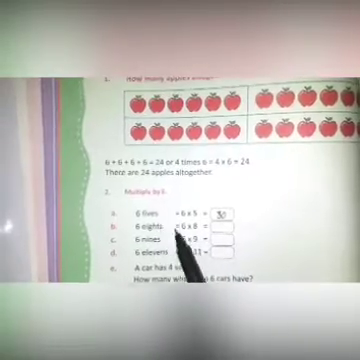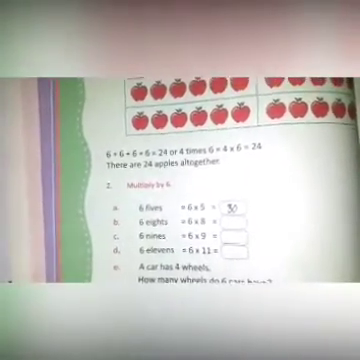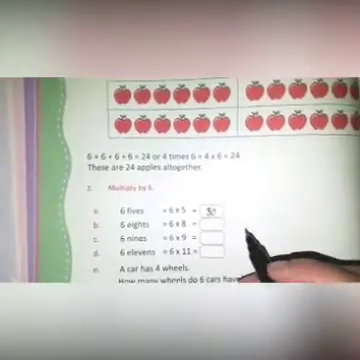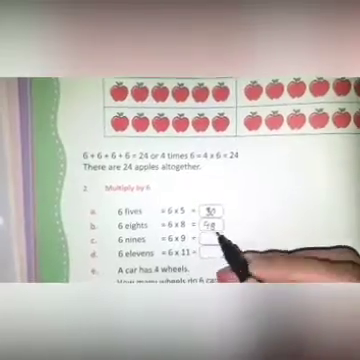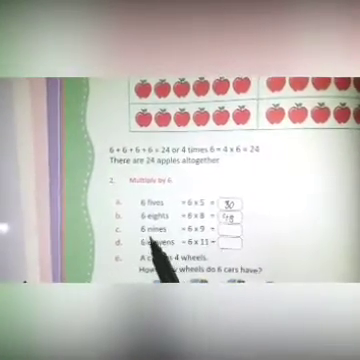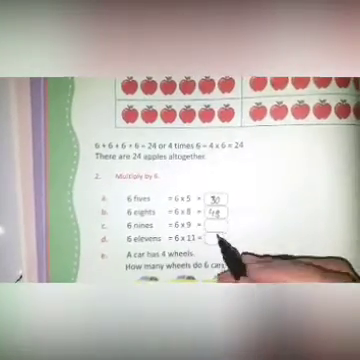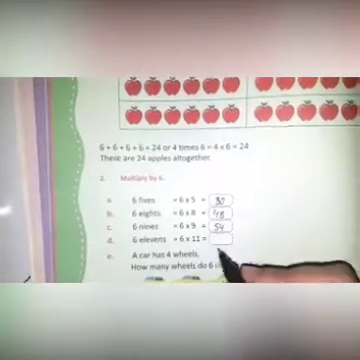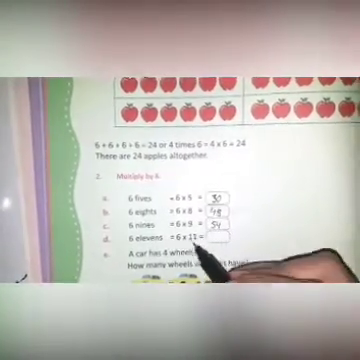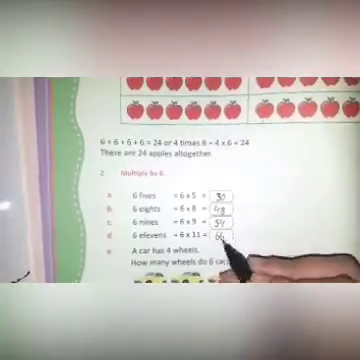Okay, the next one, 6 eighths. It means 6 multiplied by 8. Now tell me what is the answer? 6 multiplied by 8. My answer is 48. Is your answer also the same? Now part C, 6 nines. 6 multiplied by 9. The answer will be 54. Part D, 6 elevens. It means 6 multiplied by 11. The answer will be 66.